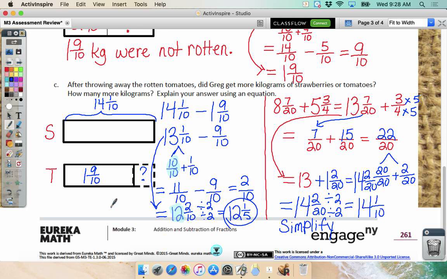So do I have to simplify both parts of this problem? Mm-hmm. It's not a bunch of time. I know.